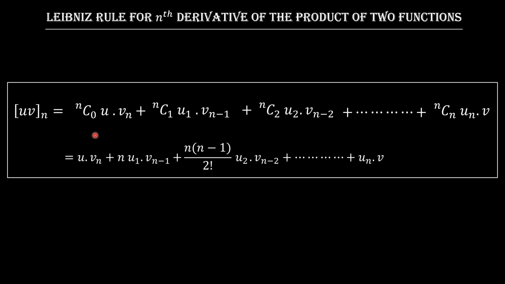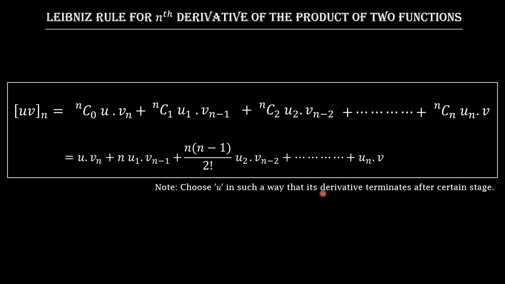nC0 is nothing but 1, right? So 1 into u into nth derivative of v plus nC1 is n into the first derivative of u multiplied with n minus 1th derivative of v plus nC2 is nothing but n into n minus 1 by 2 factorial, second derivative of u multiplied with n minus 2th derivative of v, and so on. The last term is un, nth derivative of u multiplied with v.